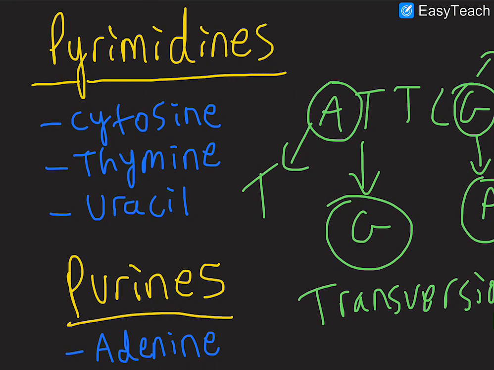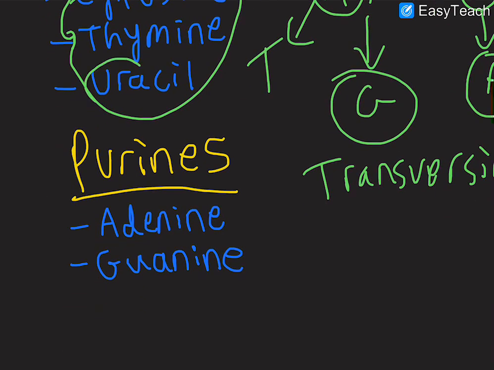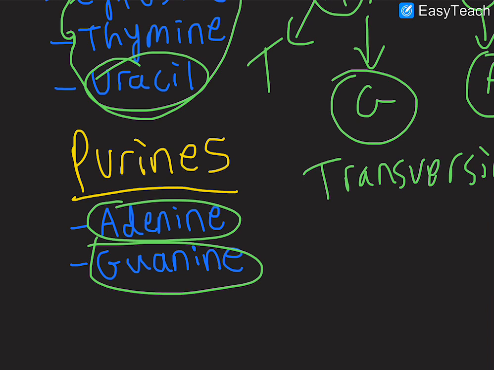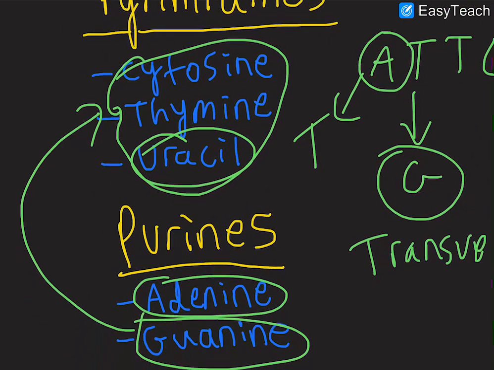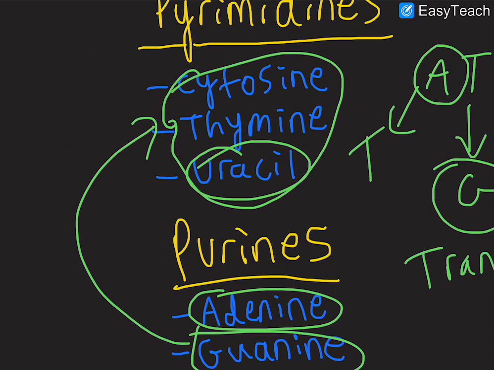So I'm pretty sure we understand that now. If these are our pyrimidines, cytosine, thymine, uracil (uracil is in RNA, not DNA), and then purines are adenine and guanine. So if we went from a guanine to a thymine, that's a transversion mutation. If we went from a cytosine to an adenine, that's a transversion mutation.